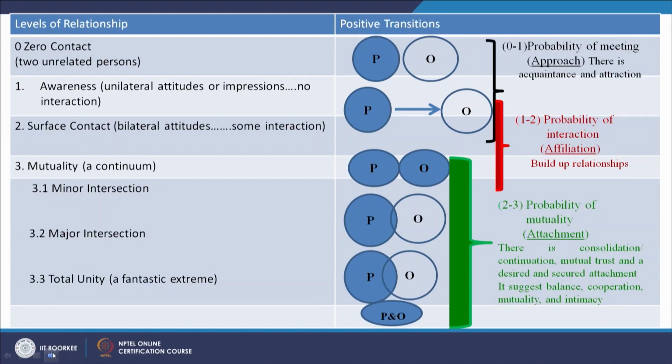As soon as this awareness increases, it leads to surface contact where attitudes become bilateral. Here bilateral attitudes means that people tend to exchange information, bits and pieces of information with each other, and they extend those interactions based on the knowledge they possess. That means exchanging information with each other and enhancing their skills and interaction.